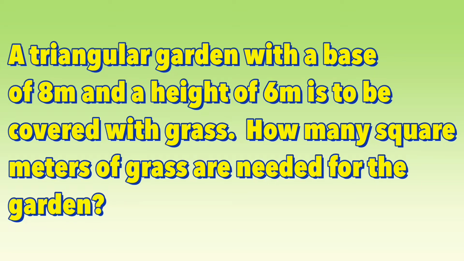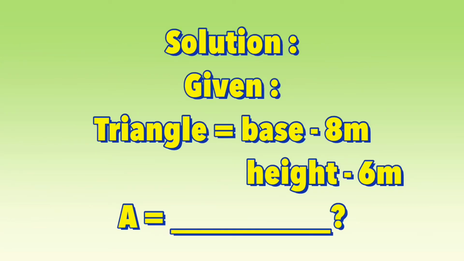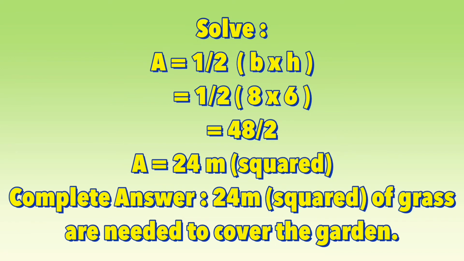So that's the question. Our solution: we have to determine the given. The given figure is a triangle with a base of 8 meters and a height of 6 meters, and we need to find the area. To solve this problem, we have to remember the formula of a triangle for finding the area. Area is equal to 1/2 of the base times the height, equals 1/2, and we substitute from the given: base is 8 and the height is 6.